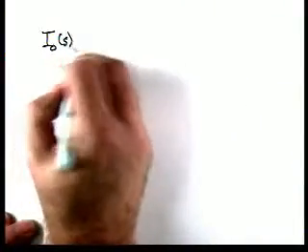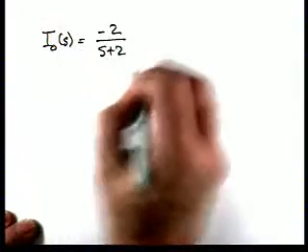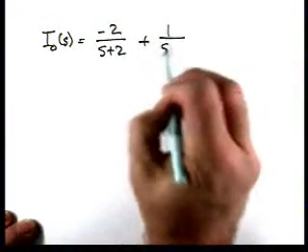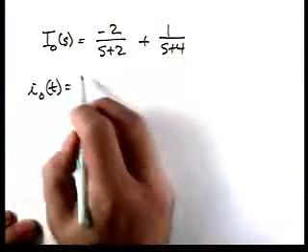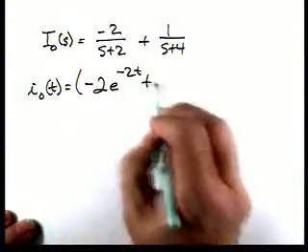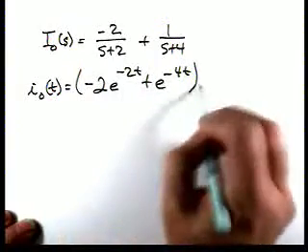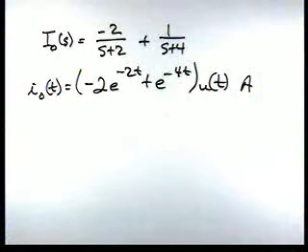So I0 of S is minus 2 over S plus 2 plus 1 over S plus 4. So I0 of t then is minus 2 e to the minus 2t plus e to the minus 4t, u of t amps. And note that the initial condition checks: we plug in t equals 0, we get minus 1, which was the initial condition we started with.